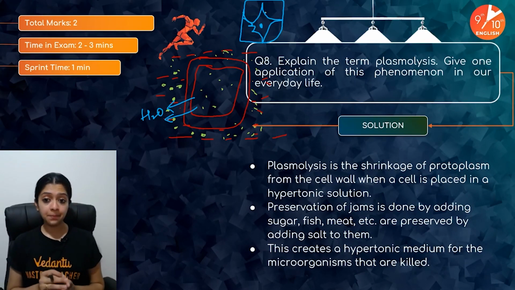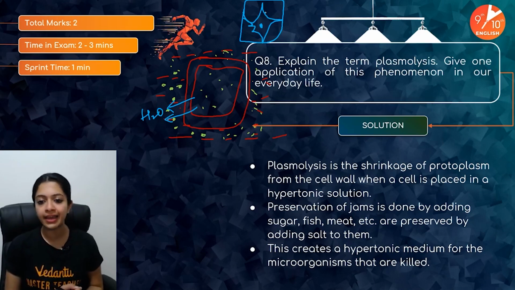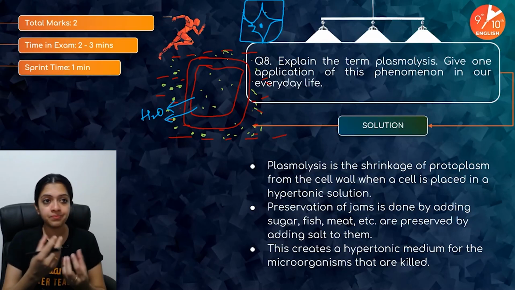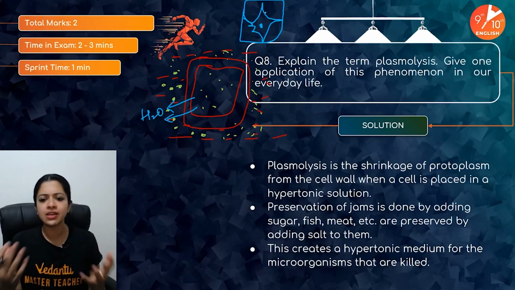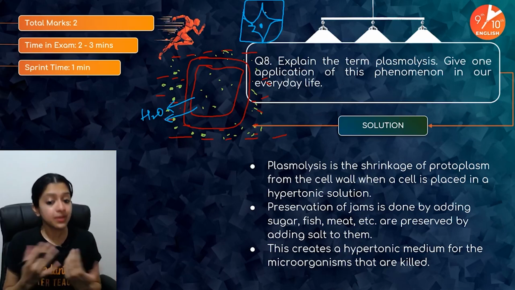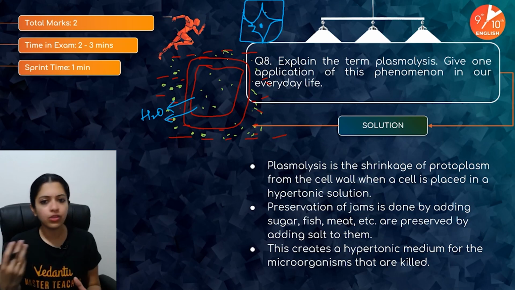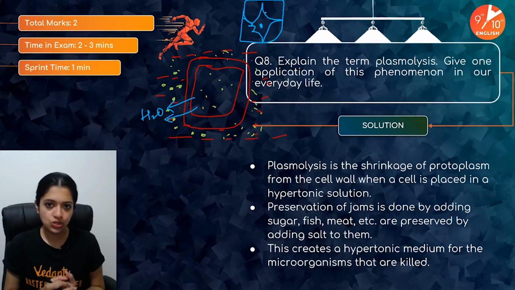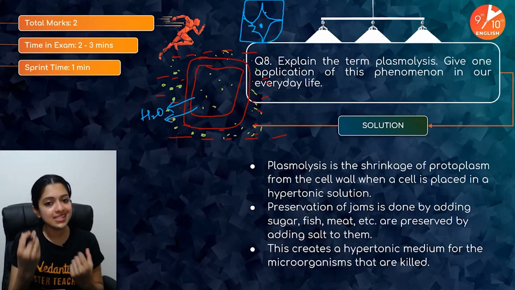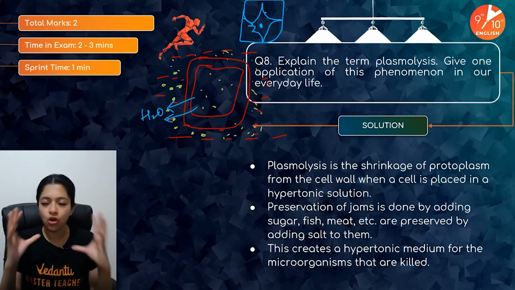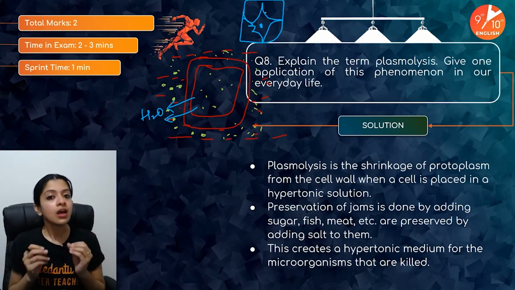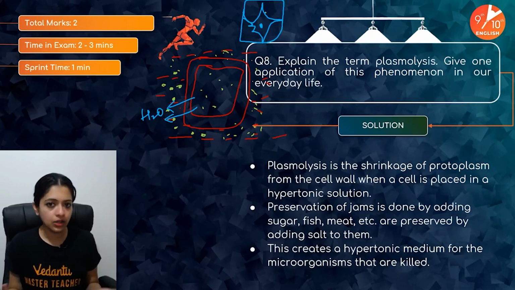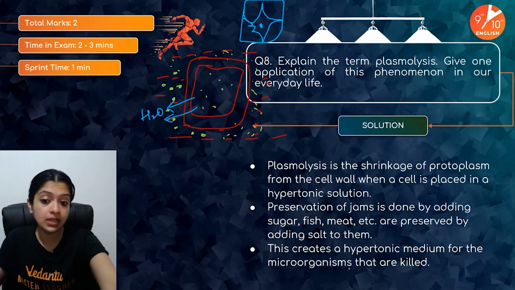Now, an application of this in our everyday life: preservation of jams or even pickles, making pickles using a lot of salt. These are all methods of preservation by adding sugar, and preservation of fish, meat, and all of those by adding salt to them. Pickling is what we call it, because this creates a super concentrated or hypertonic medium, which means the microorganisms are going to be killed. Okay, bacterial growth would be prevented.